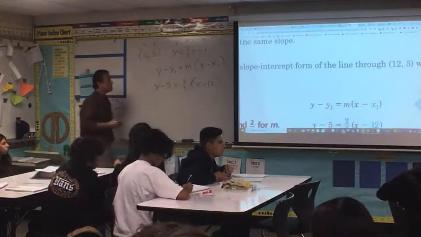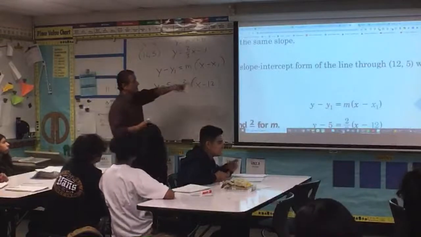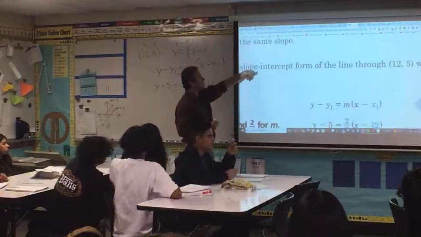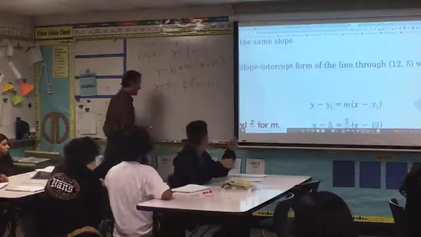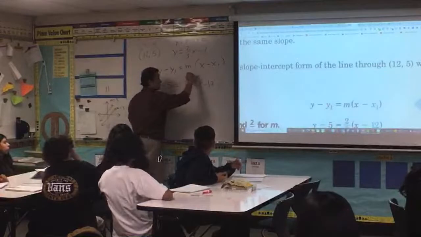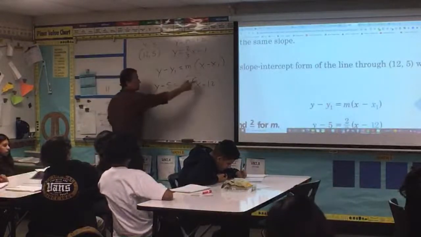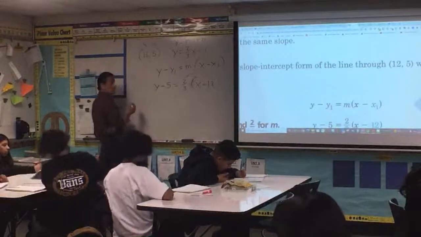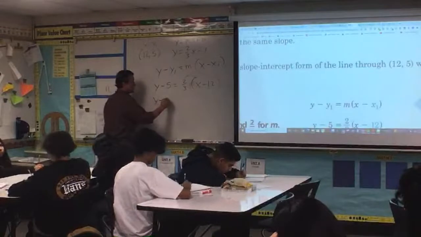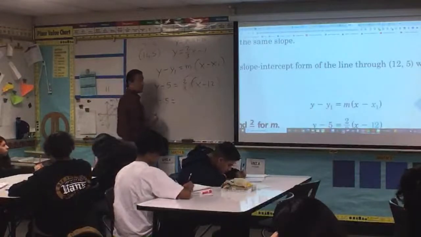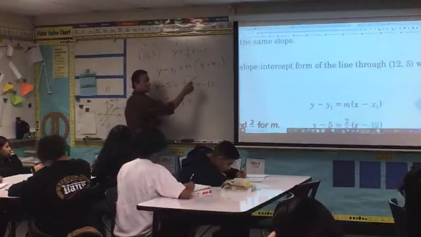Okay, my bad. Okay, now that we have this, people, this is all fine and dandy, but it says we want it in slope-intercept form. They want it in this form. So we have to do something. Distribute. So go ahead and distribute this. What is 2/3 times x? 2/3 x. And what is 2/3 times -12?